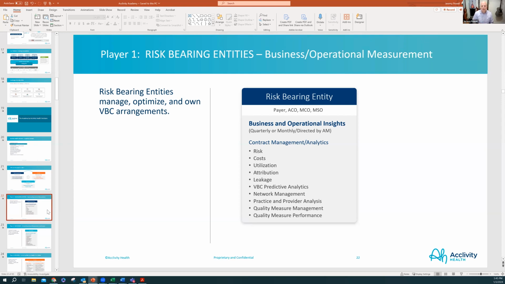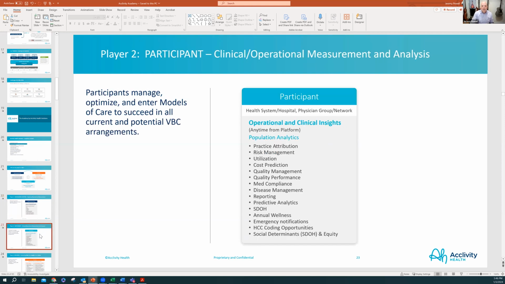And you'll hear things like medical loss ratio, which is where they're trying to manage how they deliver the total cost of care and achieve benchmarks so that they can create gross margin. The participants often need to understand clinical and operational measurement, like how are they actually thinking about what they work on based upon their populations.